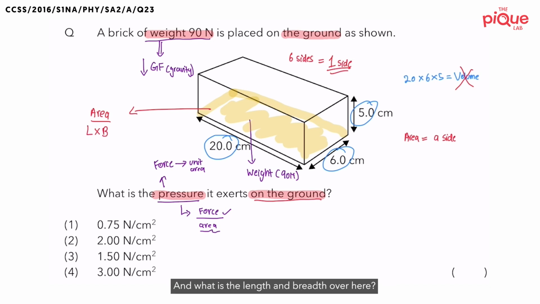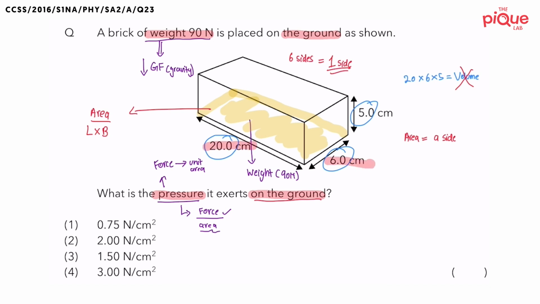And what is the length and breadth over here? It is 20 cm multiplied by 6 cm. So let's carry out the calculations. We have 20 cm multiplied by 6 cm. What is the answer that you will get? It is 120 cm square.